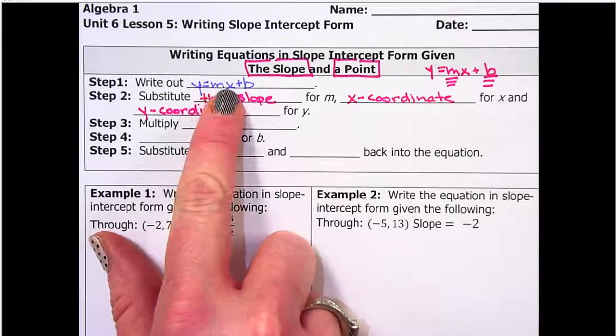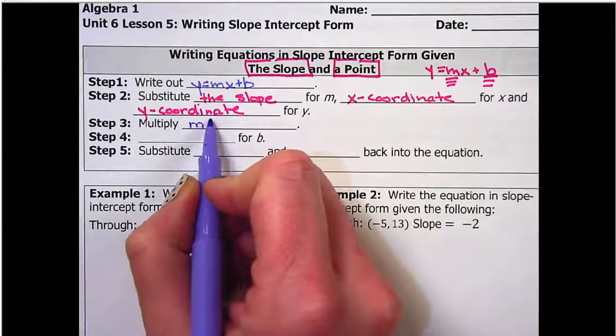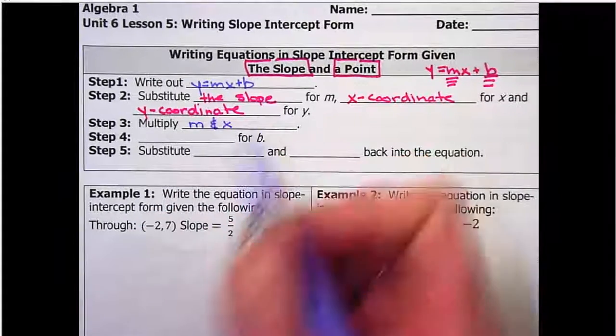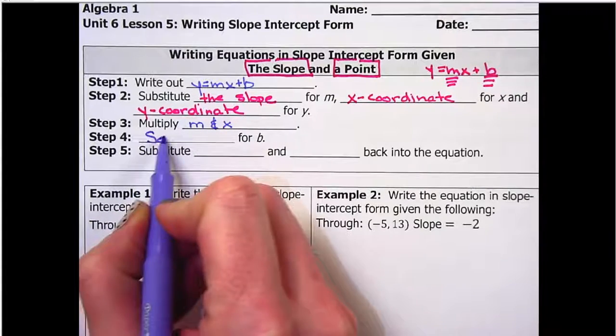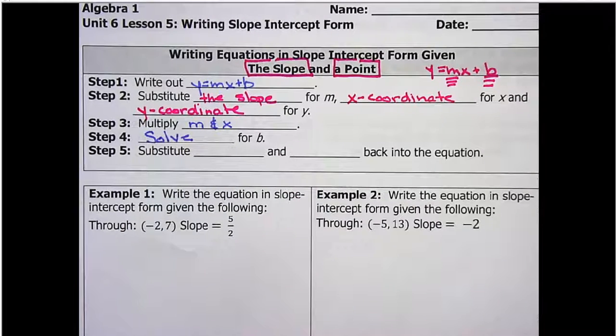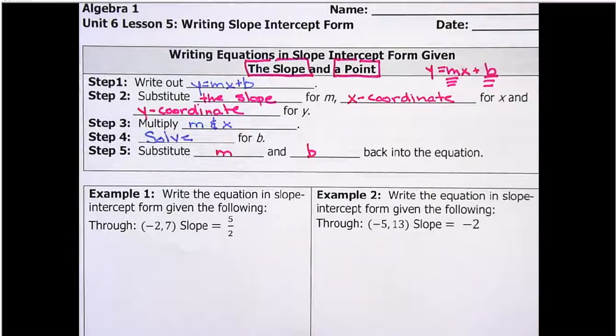We're going to have to multiply what is now the two numbers for m and x. So we are going to multiply m and x times each other. Then that will let us find a product. Once we find the product of m and x, we are going to solve for b. Now, we were given the slope, we just solved for b, so we can substitute m and b back into the equation, and we will have written ourselves an equation in slope-intercept form.